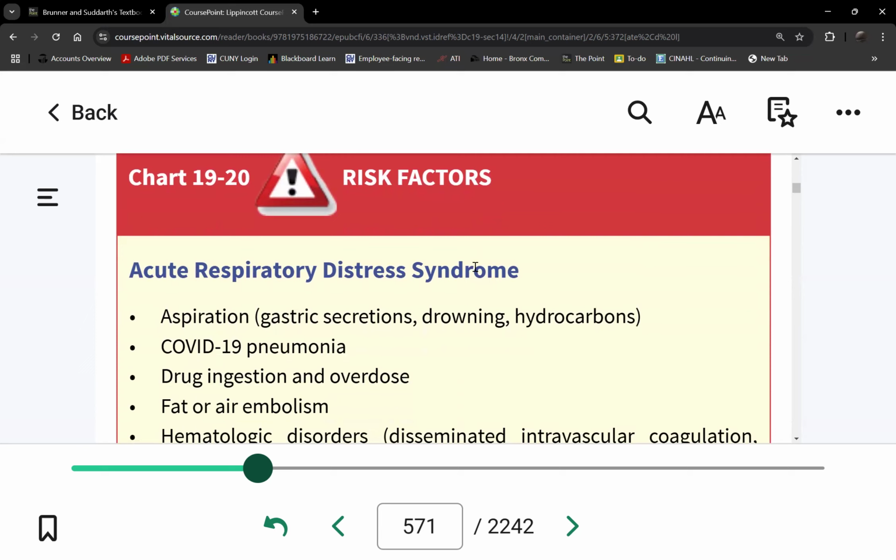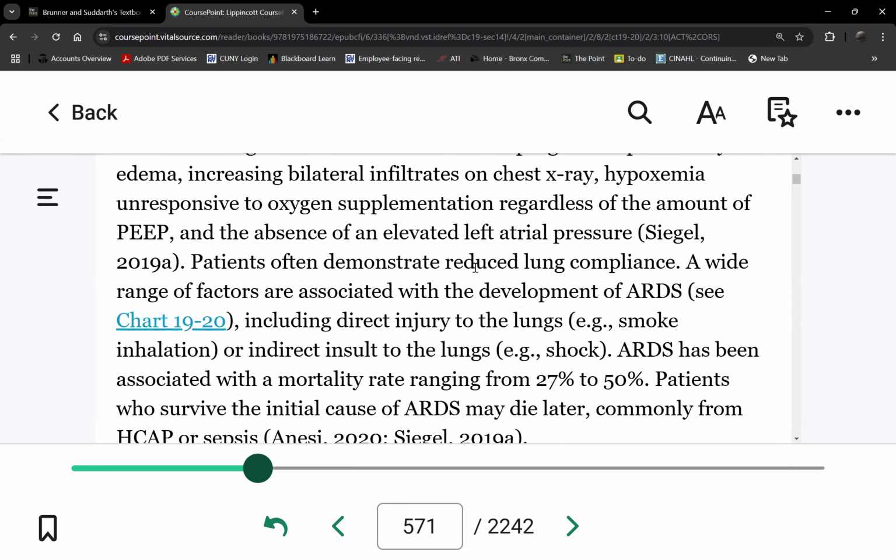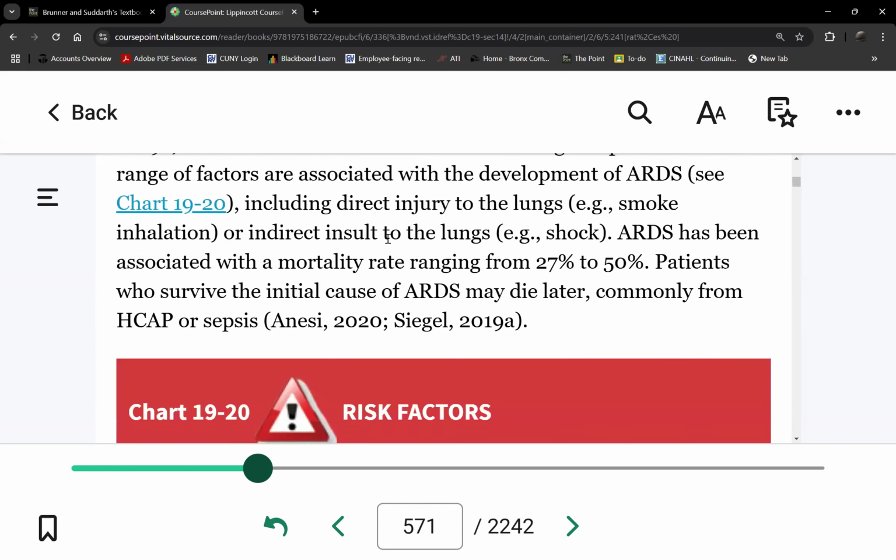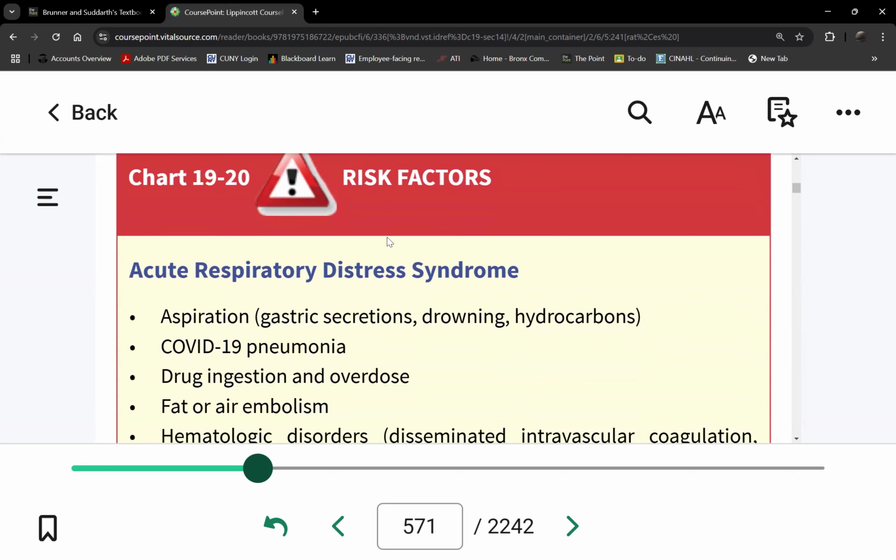Oh, but is it similar to BNP? Okay, very good point. What will be the BNP in ARDS? Normal, because again, this is not cardiac. What caused the pulmonary edema? The capillary leak. The capillary leak is causing the pulmonary edema from acute lung injury.